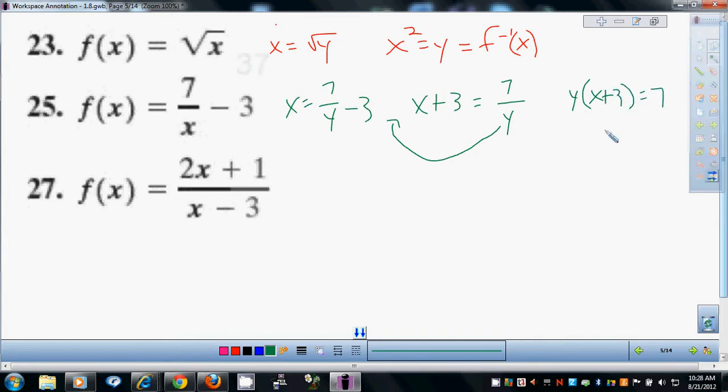Now, where a lot of people go wrong here is they start thinking, oh, I need to distribute. Oh, no, but now how do I solve for y? Don't bother distributing. Just divide by the entire quantity x plus 3. And you're finished. That is your inverse.